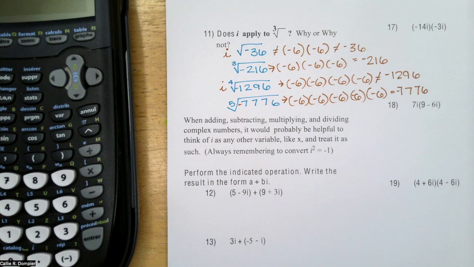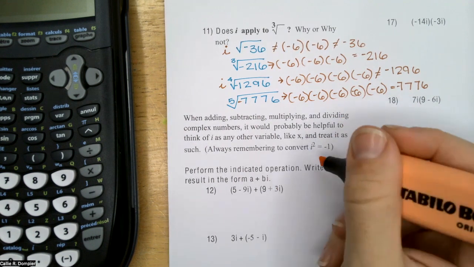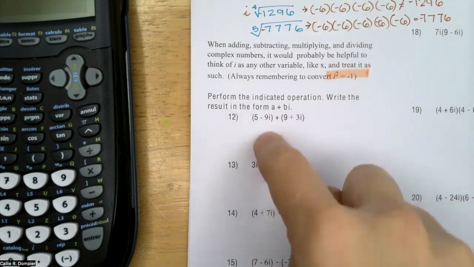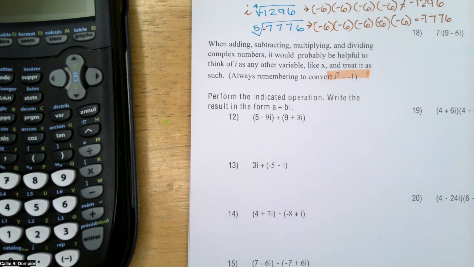Okay. When adding, subtracting, multiplying, and dividing complex numbers, it would probably be helpful to think of i as any other variable like x and treat it as such. Except that if you get i squared, switch it to negative 1. So basically, 12 to 21 are just reviewing how to combine like terms and a little bit of multiplying binomials. A little bit of review for you.